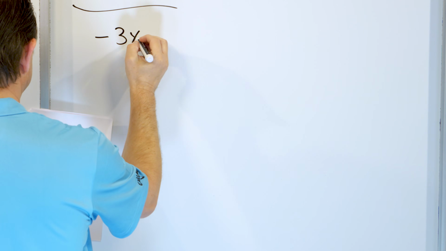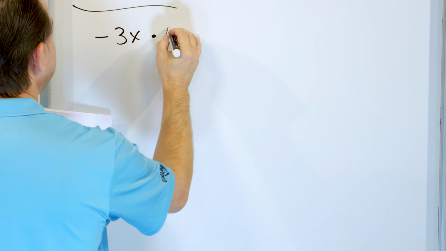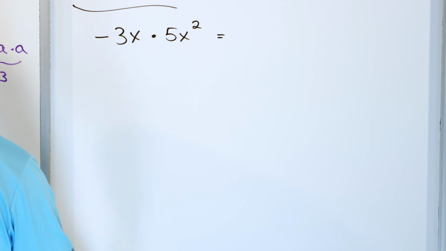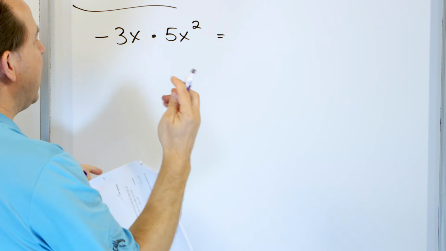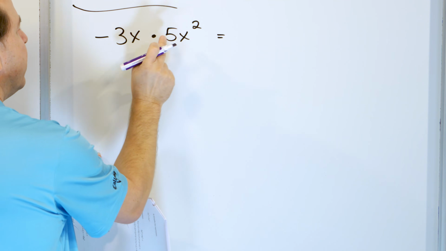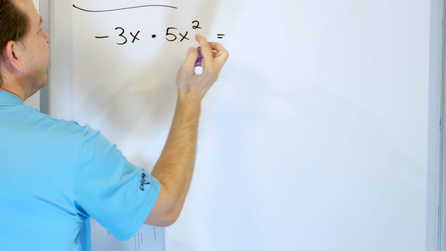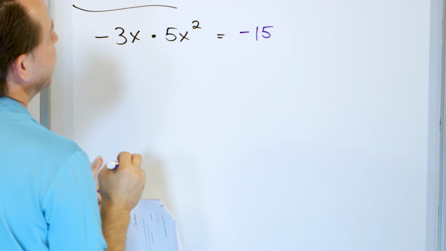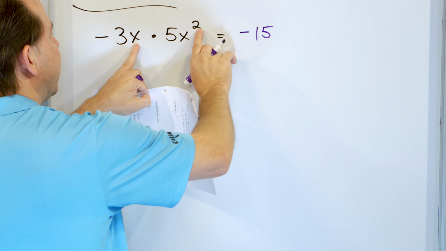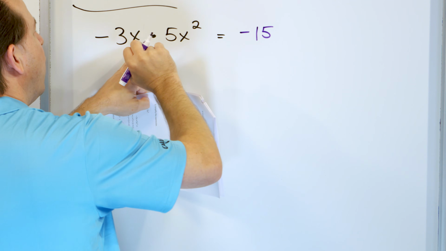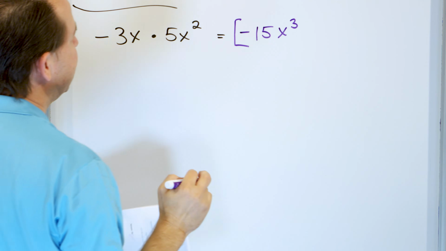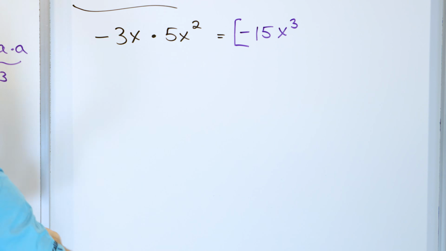What about negative 3x multiplied by 5x squared? Now, this one's different because there's a negative 3 in front. What do you think you're going to do? I've been telling you that when you have these things multiplied together, just multiply the numbers. So 5 times negative 3 is negative 15, right? Because negative times positive is negative. And then we have these x's multiplied together, same base. Here's an exponent of 2. Here's an exponent of invisible 1. 1 plus 2 is 3, so we write this as x to the 3rd power. So it's negative 15 x to the 3rd power.